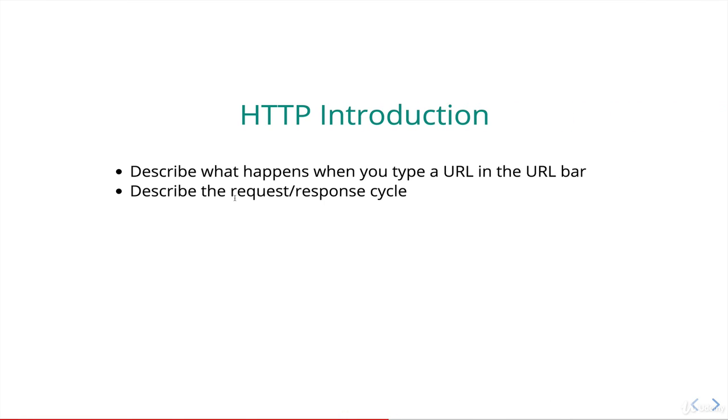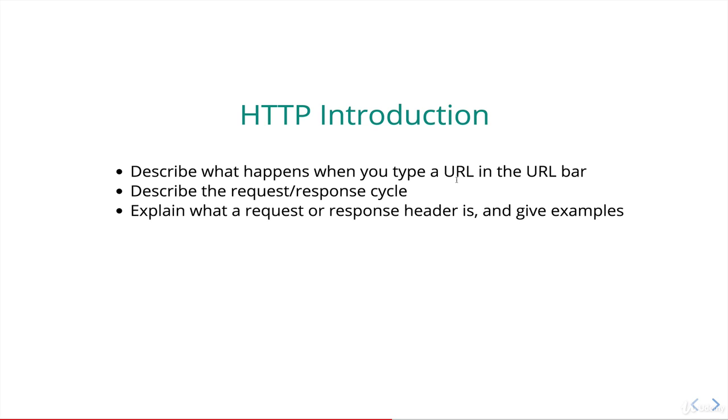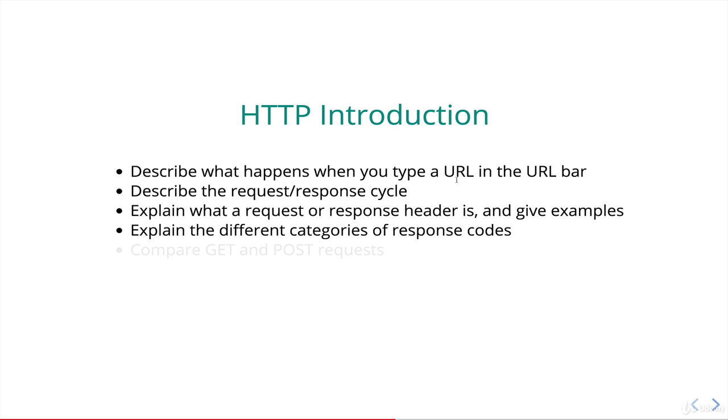So we'll discuss that. We want to describe the request response cycle, explain what a request or response header is and give some examples, explain the different categories of response codes, and compare get and post requests. So I should preface all of this by saying you are not going to leave this video being an expert, but you should know enough to understand what's happening when we write Python code that communicates with APIs and websites. But if this stuff interests you, I highly recommend you check out web development with Python, or just web development in general. All right, let's begin.